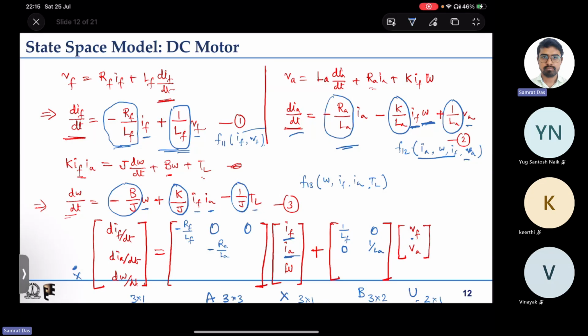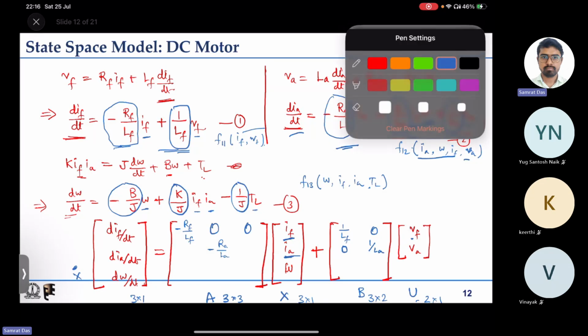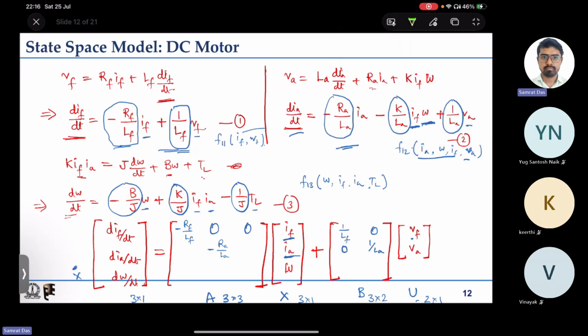The second equation cannot be written in that format, but that is where it helps, if we assume that we excite our field winding first and let it reach the steady state, then whatever if we have will become a constant quantity.